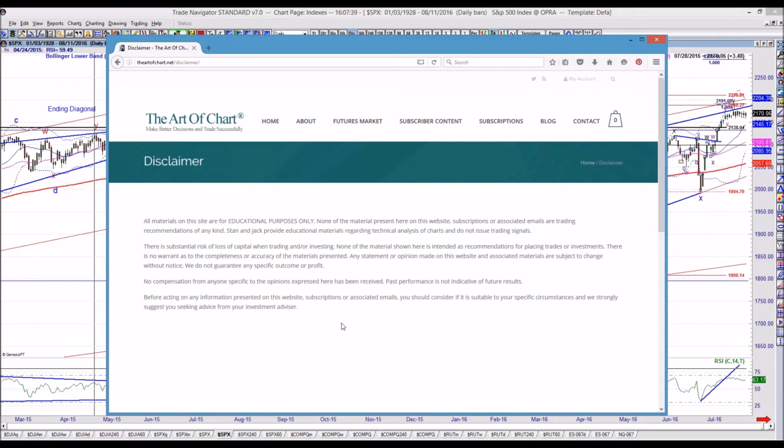And we combine then timing cycles with other tools like Fibonacci's and classical analysis, which really helps us get a better feel for more profitable setups. I think that's kind of the point.